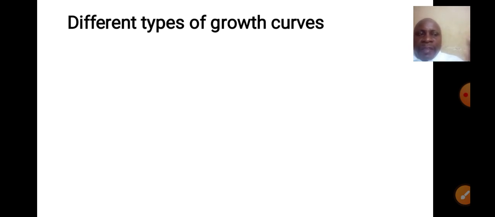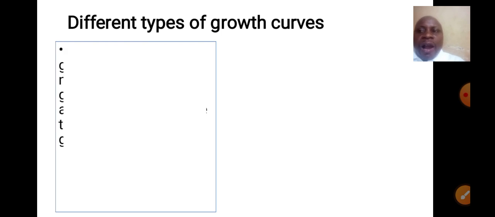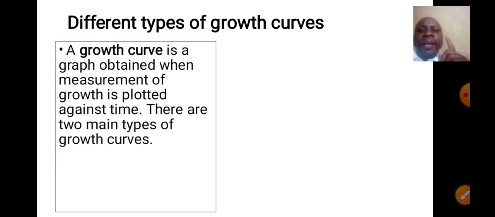So in the first month, you'll be able to record some data. You'll be able to see that as the time goes by, its mass increases. So when you plot that change in mass over time, you'll actually come up with a graph. That graph is called growth curve. Is it clear? Therefore, a growth curve is a graph obtained when measurement of growth is plotted against time.